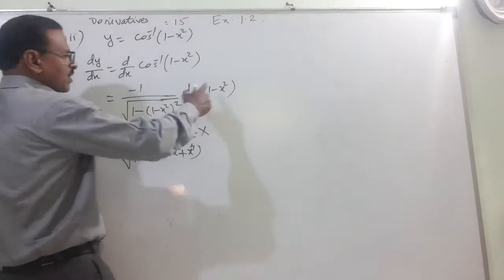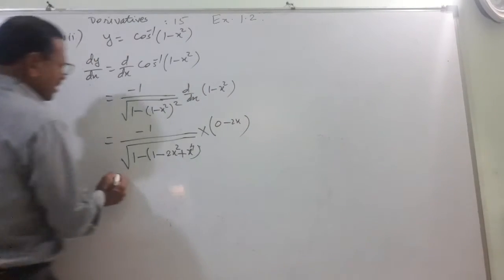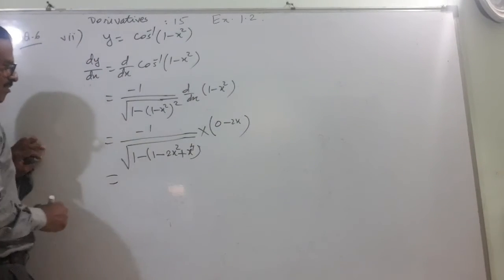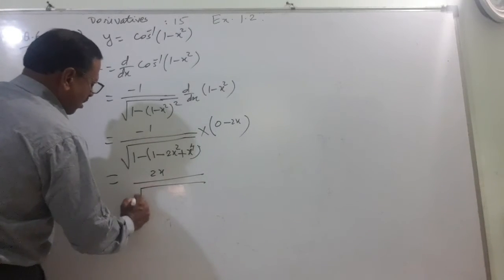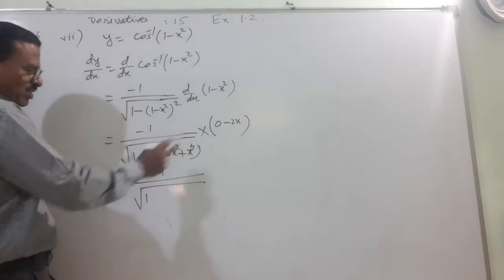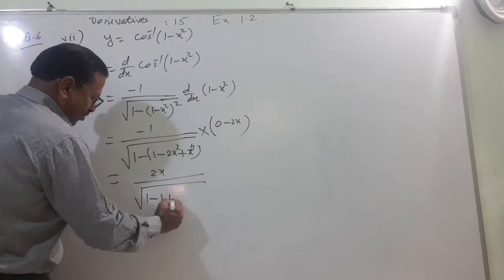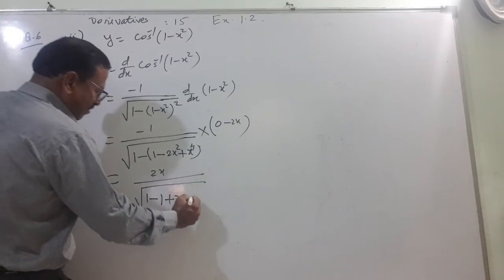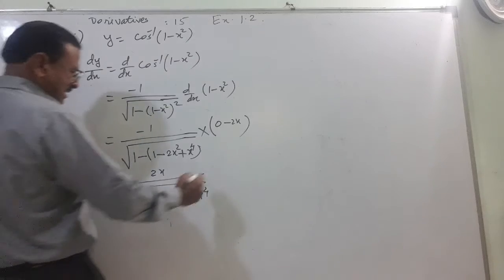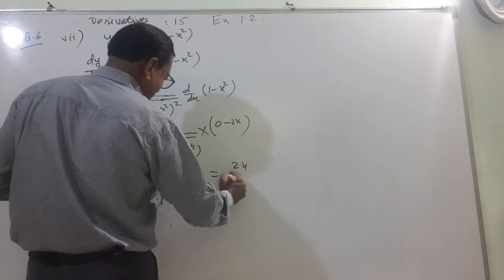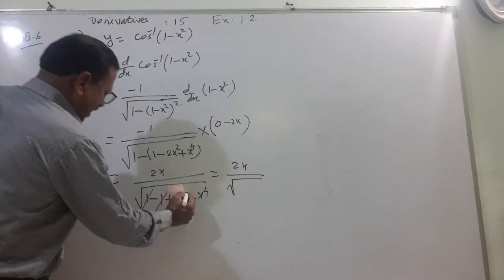Into derivative of 1 is 0 minus 2x. Now this minus 2x and this minus 1 will become 2x upon under root of 1. Now I will distribute this minus sign. 1 minus 1 plus 2x and this will become minus x raised to 4. This 1 will get cancelled and that is equal to 2x upon under root of this is 2x square.